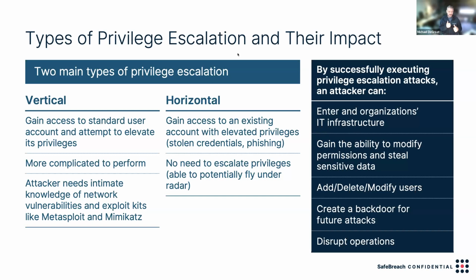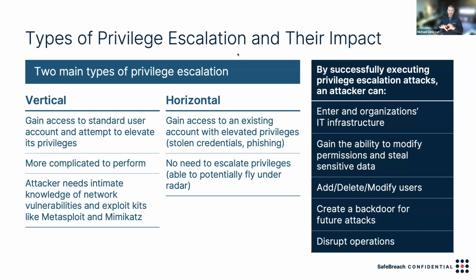In horizontal, there is no need to really escalate the privilege itself. You're not trying to get up the chain, but you may try to move east-west, try and go from user to user to see what's available to you, or their access to different drives or different programs that could lead to disruption to the organization.